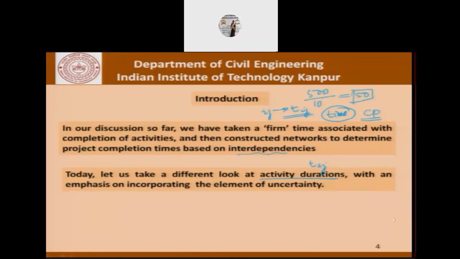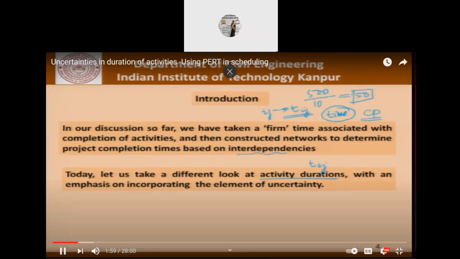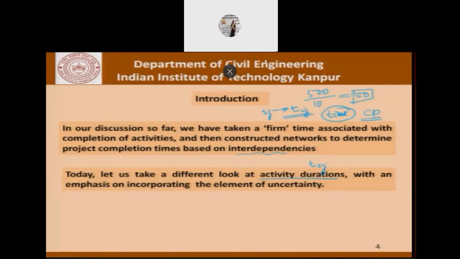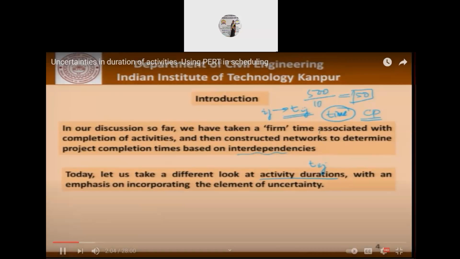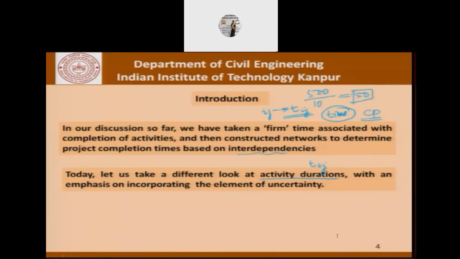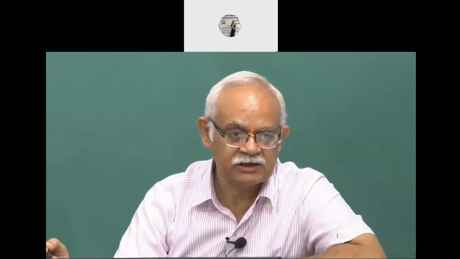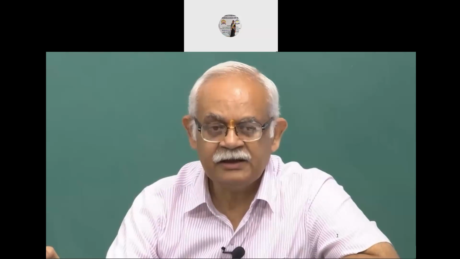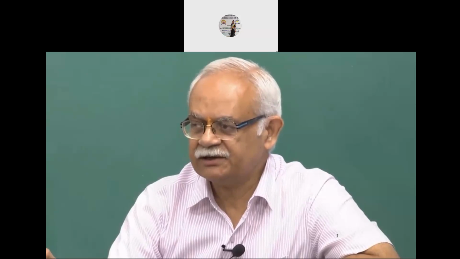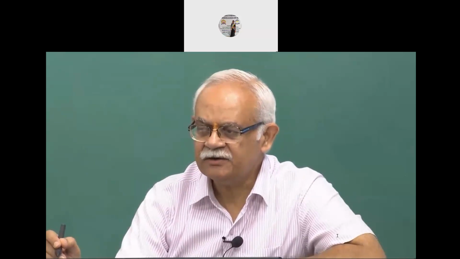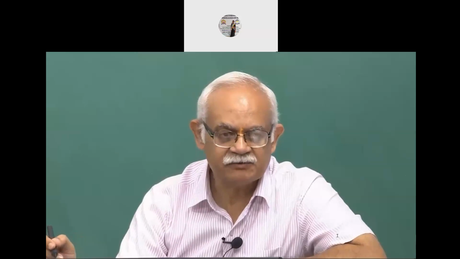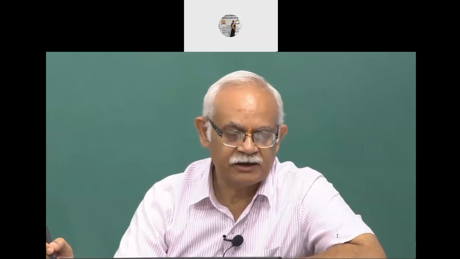How do you incorporate a situation when the tij is not a firm number, but more like a probability distribution? An activity may be completed in 10 days, but it might spill over to 12 days. If something good happens, if we are lucky, then it might be completed in just 5 to 6 days. So this idea that the time associated with each activity is not necessarily a fixed number, that is something which we will focus on today in our discussion.